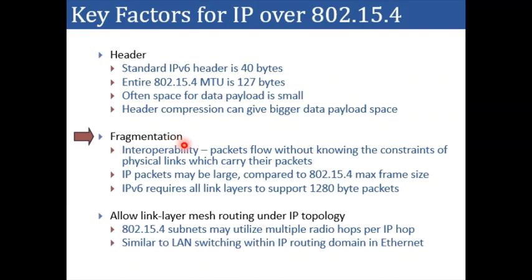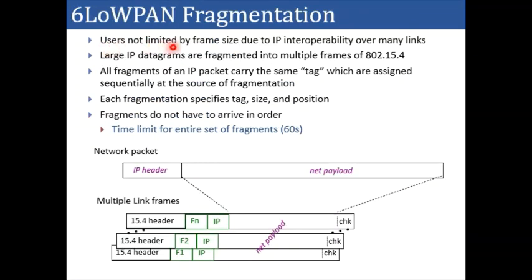Now, the second important thing is fragmentation. Here users are not limited by frame size due to IP interoperability over many links. So what we will do is fragment the large IP datagrams into multiple frames of 802.15.4. All fragments of an IP packet will carry the same tag so that we can make sure the full data packet is derived again from the fragmented data packets. Each fragment will specify the tag, size and position.